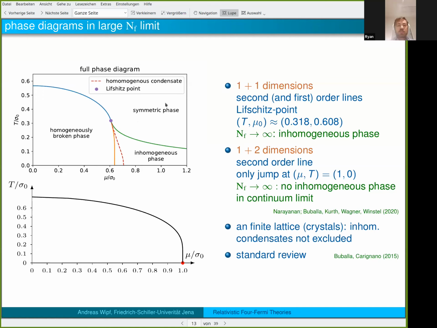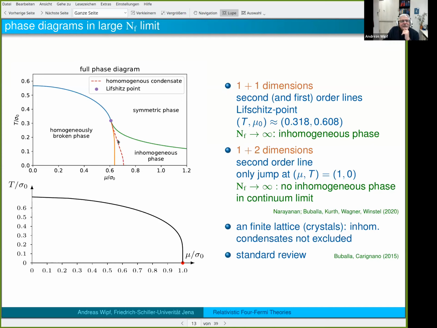Okay, so let me tell you a bit more about the story. First, in one dimension there is an actually beautiful result, where people could prove that there's an inhomogeneous phase in the large NF limit. The earlier results were for homogeneous background fields, and then what you find is a second-order phase transition from a homogeneously broken phase to a symmetric phase. Then there was an endpoint where these second-order transitions end, and it continued with a first-order transition. This is this broken red line. That was the situation up to, I forgot, 1998 or so.